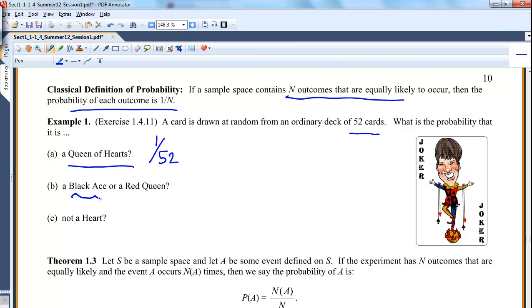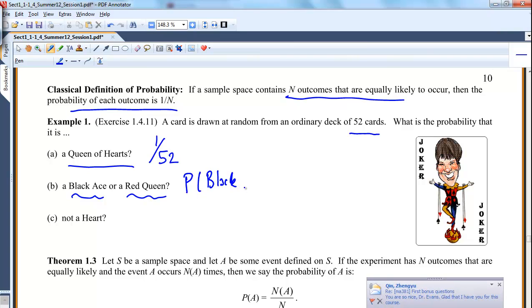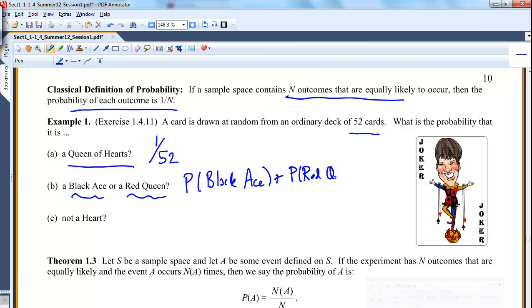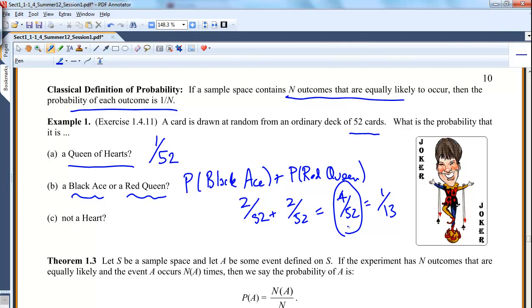The probability of a black ace or a red queen: those are two mutually exclusive events, so it's the probability of a black ace plus the probability of a red queen. I'm allowed to add them because they're mutually exclusive. There's two black aces in a deck, and there's two red queens in a deck. So this is going to be 4 out of 52, which is 1 out of 13. And on your problems, I'm happy if you leave it like that. I'm not caring if you reduce. Don't switch it to decimals. It's much easier for me to think of probabilities as fractions or ratios.